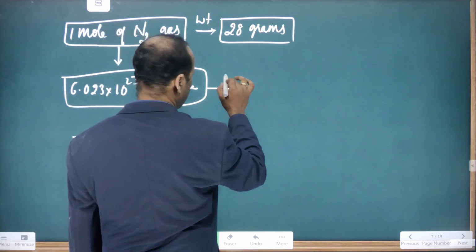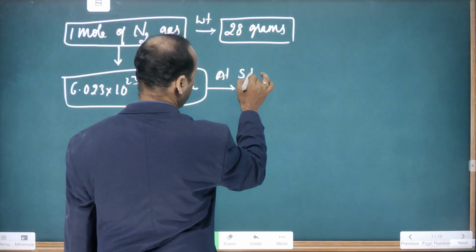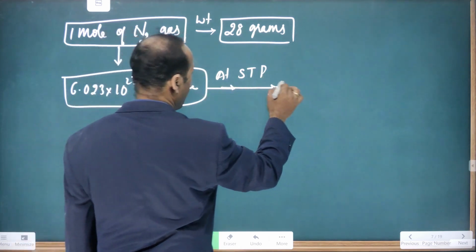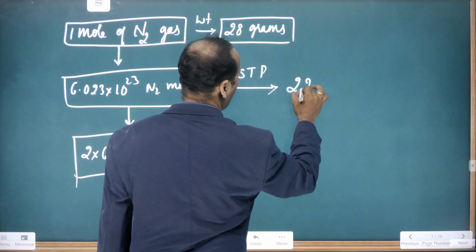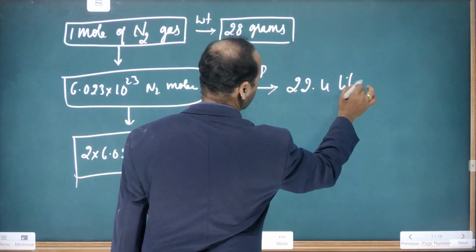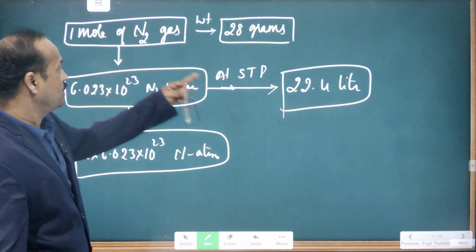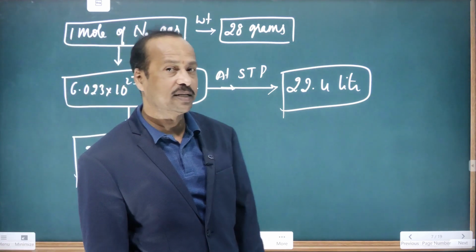So, at STP, standard temperature and pressure, 1 mole of nitrogen gas contains 22.4 liters. How many liters? 22.4 liters. Okay, so 1 mole of nitrogen gas occupies 22.4 liters at STP.